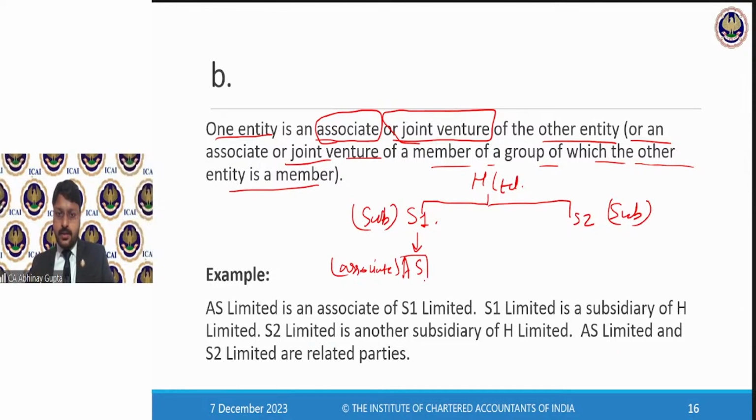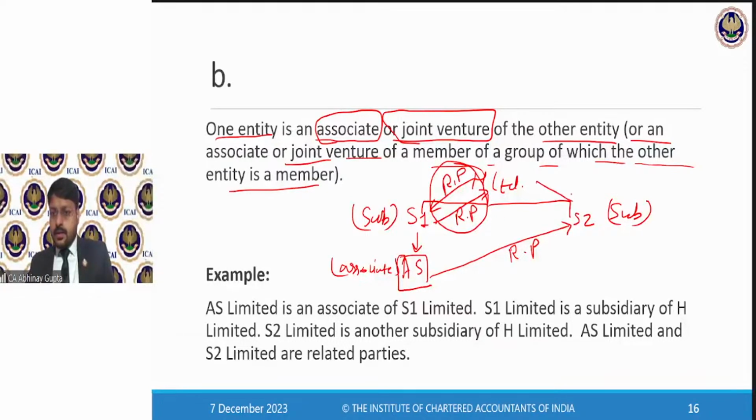So AS Limited and S2 Limited are related parties. Now, let's try to find out who all are related in this case to each other. H Limited is related to S1 Limited, yes or no? Yes, related party because holding subsidiary. S1 Limited is related to H Limited, yes or no? Yes, related party because parent company is a related party. So as per clause A, this relationship is covered, right?